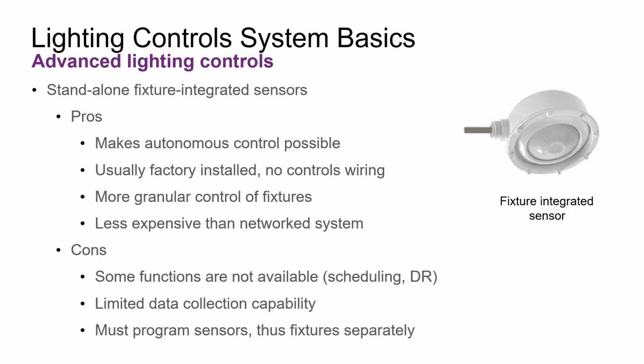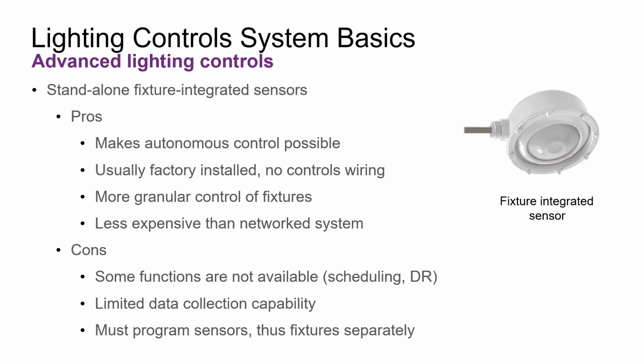Standalone fixture integrated sensors, also known as embedded sensors, are built into the fixture, providing controls for the lamps in that fixture. While the fixture integrated sensor may be aftermarket, they are usually installed at the factory. There is no controls wiring here. The sensor controls only the lamp mounted in that fixture.